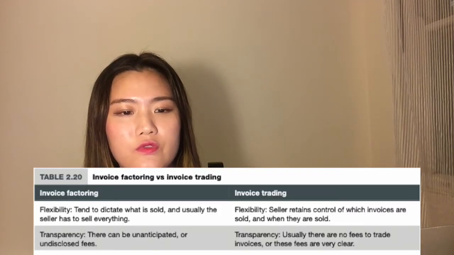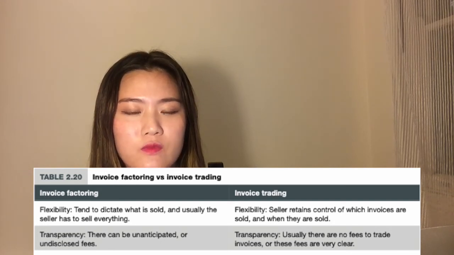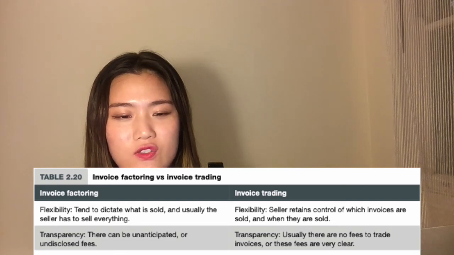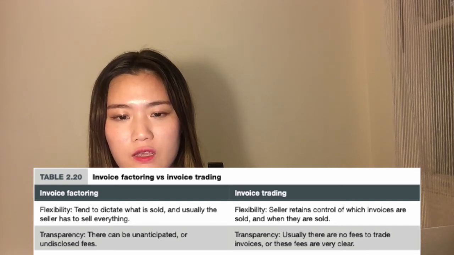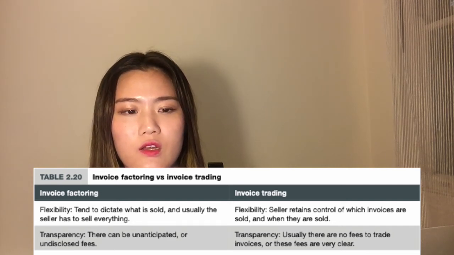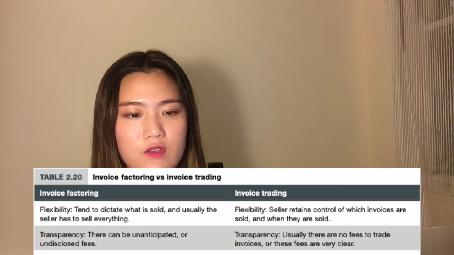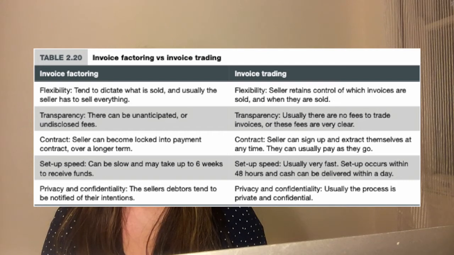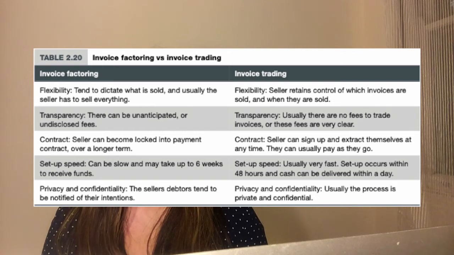When it comes to the difference between invoice factoring and invoice trading, invoice factoring tends to dictate what is sold, and usually the seller has to sell everything, whereas with invoice trading, the seller retains control of which invoices are sold and when they are sold. When it comes to transparency, factoring can have unanticipated or undisclosed fees, whereas with invoice trading, there's usually no fees. For invoice factoring, sellers can become locked into a payment contract, whereas with invoice trading, sellers can sign up and extract themselves at any time. They can usually pay as they go.